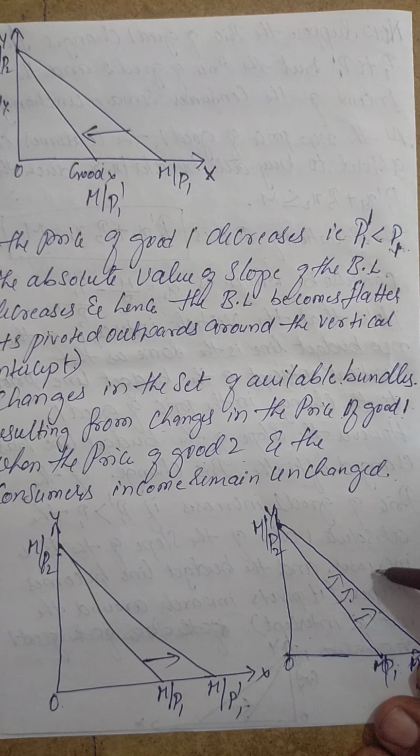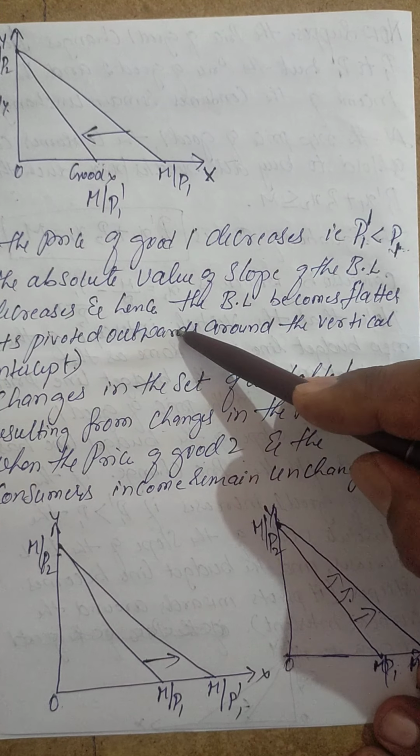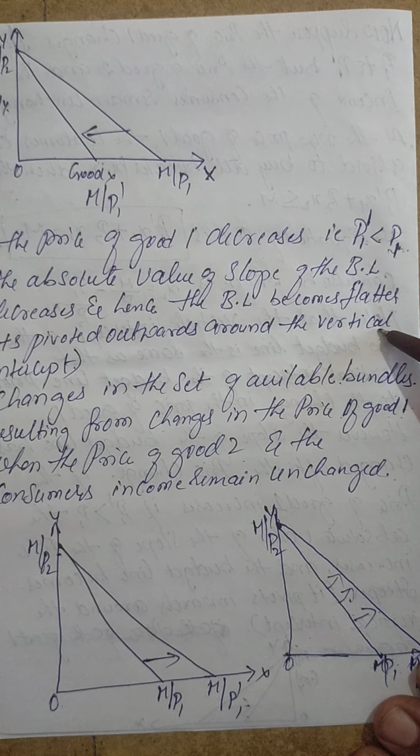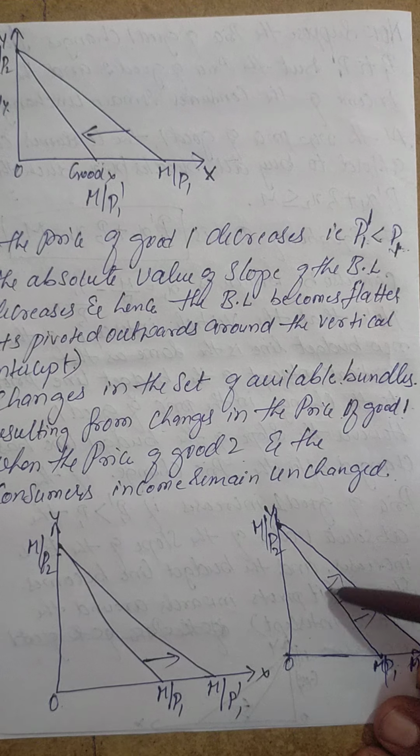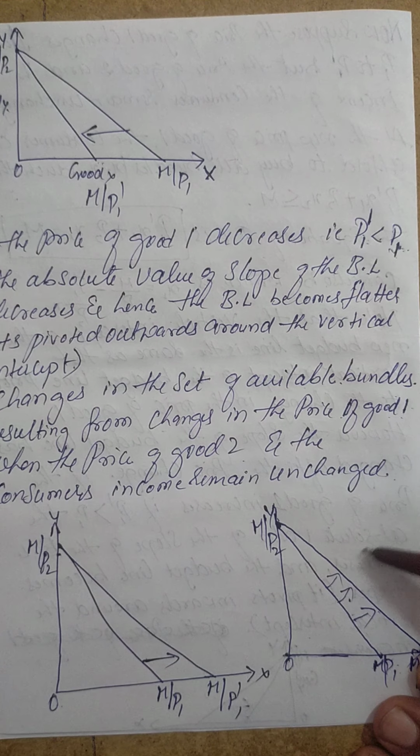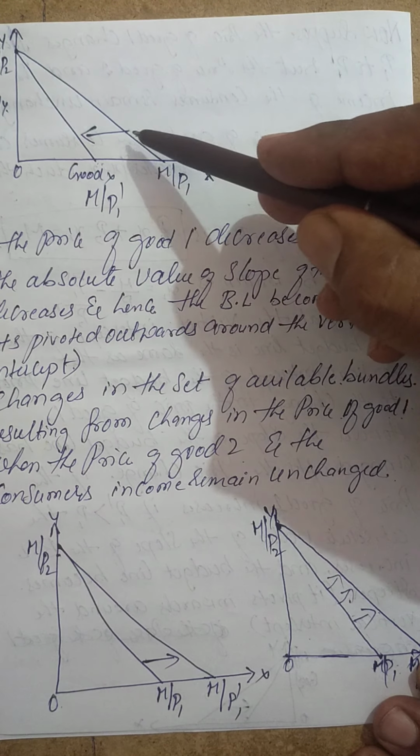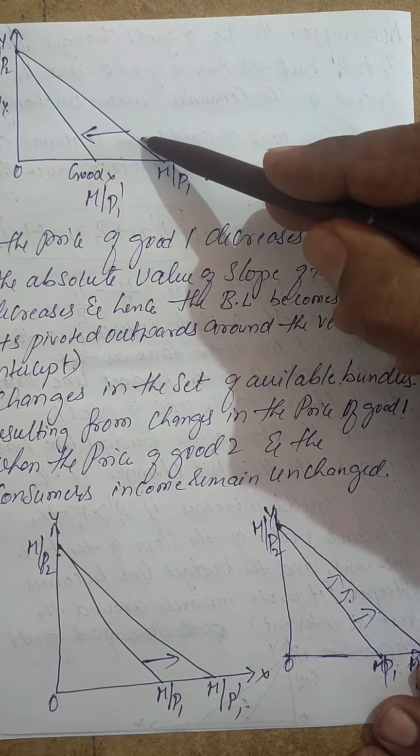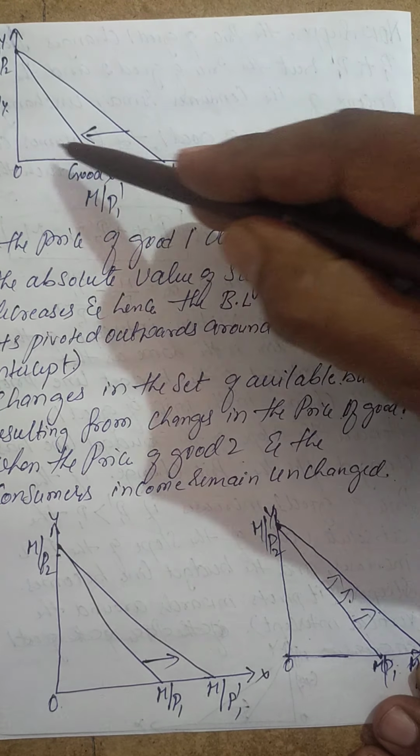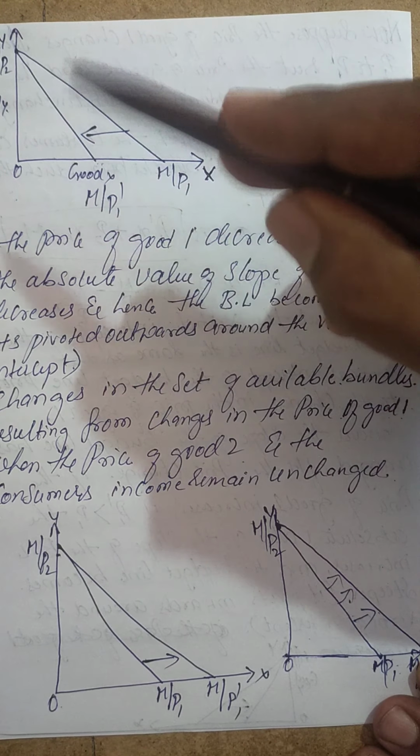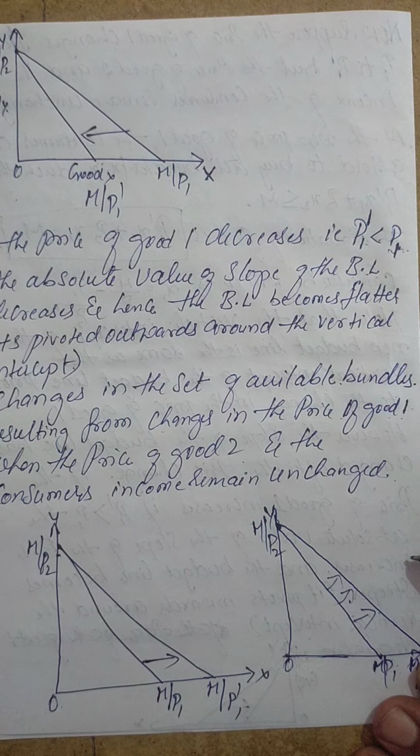So this is moving outward. We call it outward; it is pivoted outward around the vertical intercept. This is the vertical intercept, and it is going outside. Before that it was inside, because of the price increase it had gone inward. Because of the price drop it is coming outward.